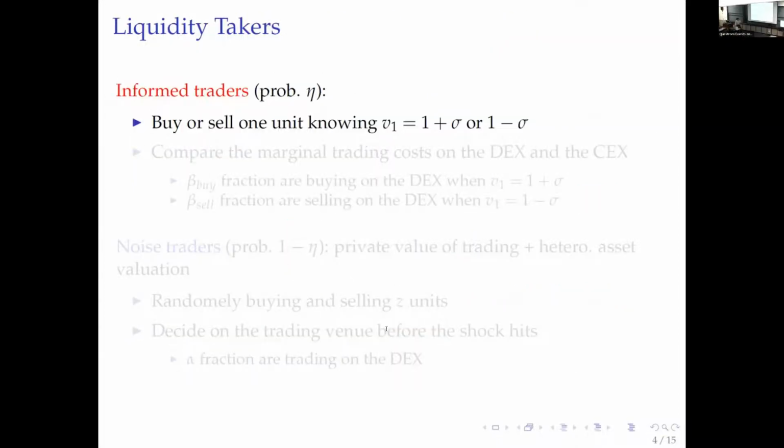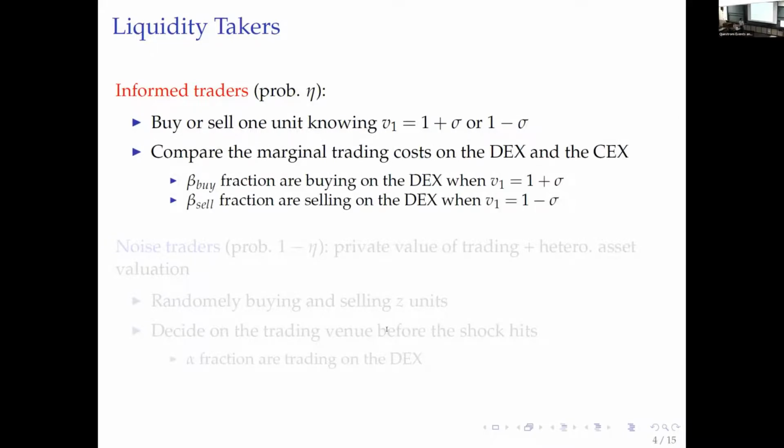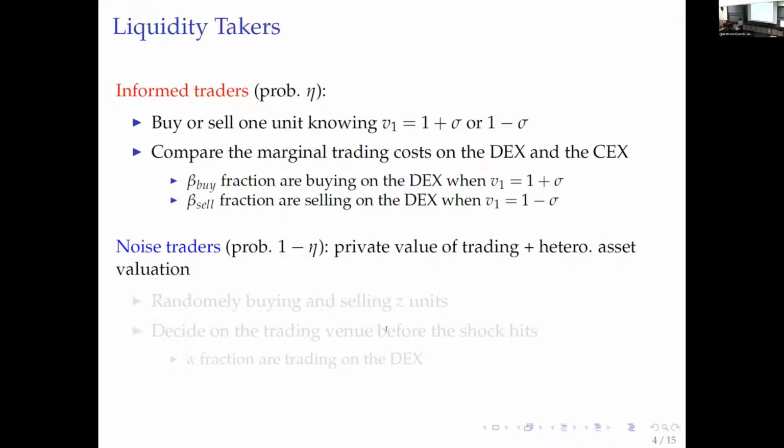Informed traders. They're going to be buying or selling 1 unit of the asset, knowing the realized value of the shock. And upon arriving at the market, they're going to compare the marginal trading cost between these two platforms. Okay. And we denote the fraction of informed traders buying the asset in the case of a positive shock on the DEX by beta buy. And beta sell is the fraction of the informed sellers selling on the DEX in the case of a negative shock. And they could be different because of the convex pricing curve.